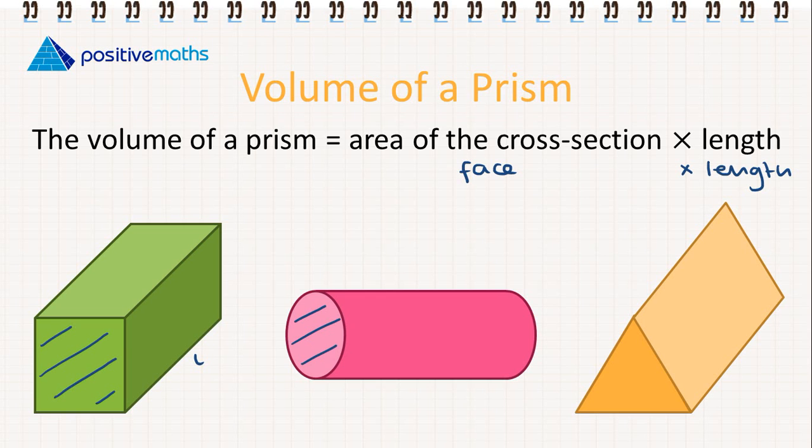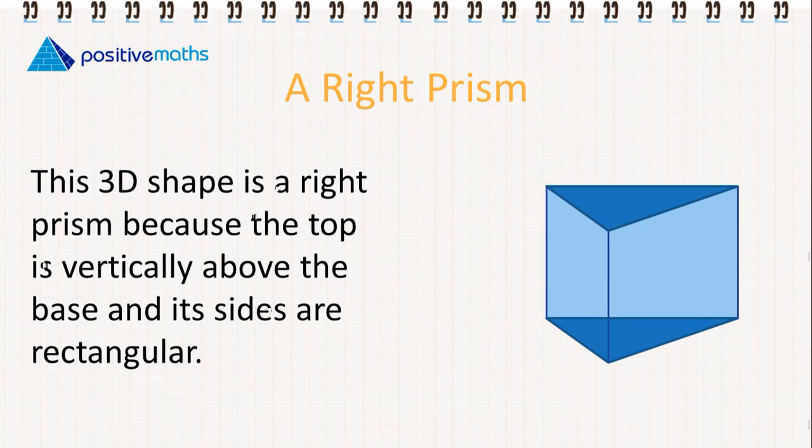We already know the volume of the cylinder. So the volume of the cylinder is pi r squared h. So this is the area of the circle multiplied by the height. So our last shape, it's going to be the area of a triangle multiplied by the length. This 3D shape is a right prism because the top is vertically above the base and its sides are rectangular.